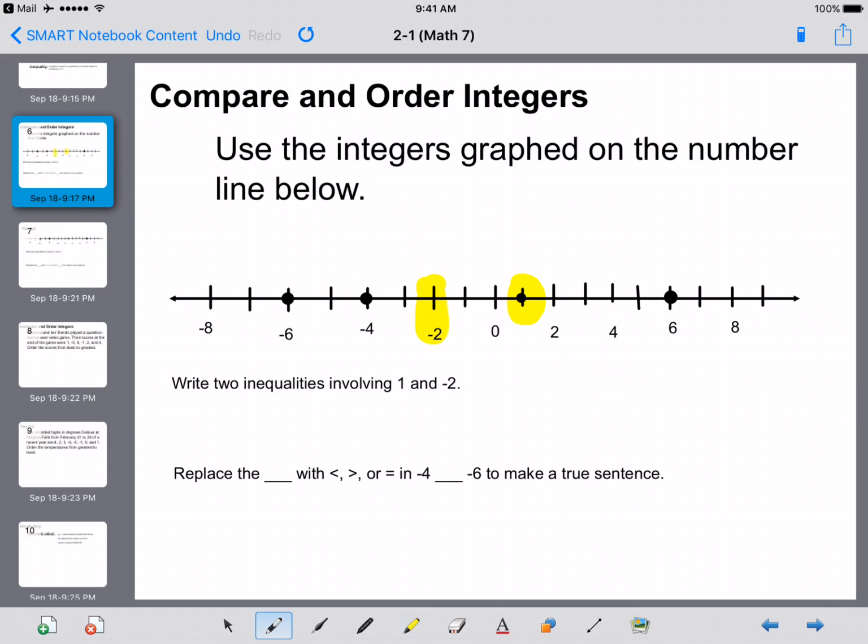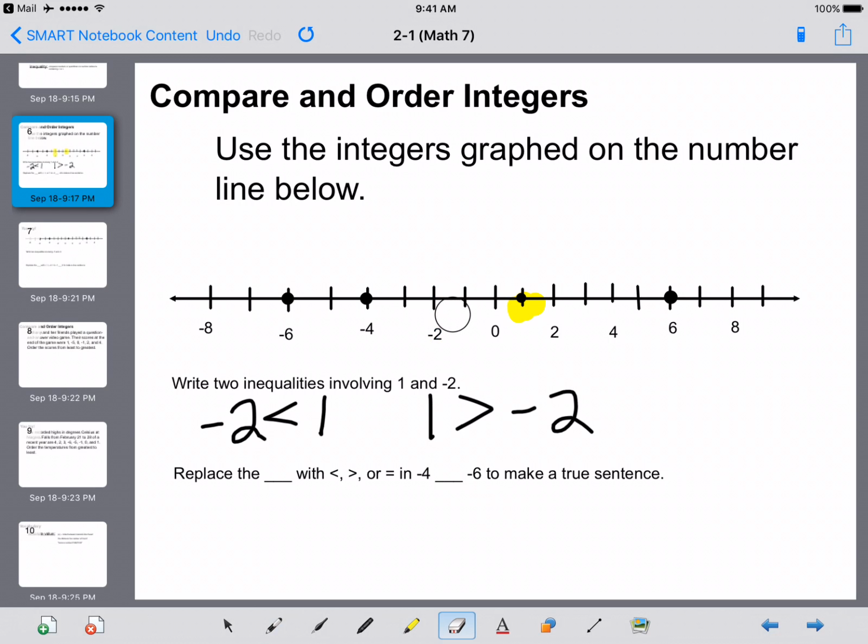So looking at this, the number to the left is always smaller than the number on the right. So -2 is less than 1. We can also write it as 1 is greater than -2. Both of those statements being correct.